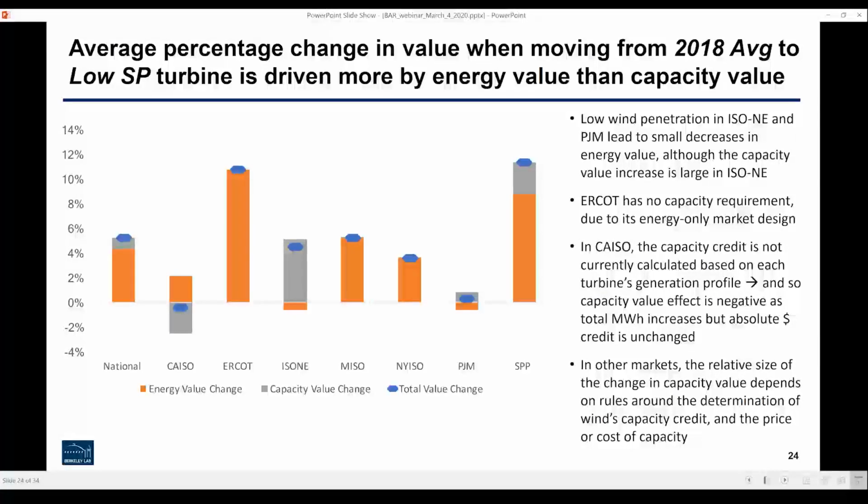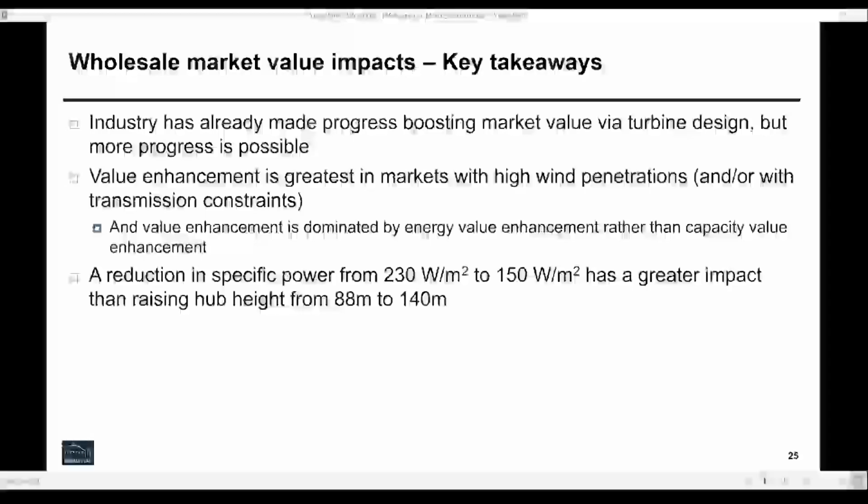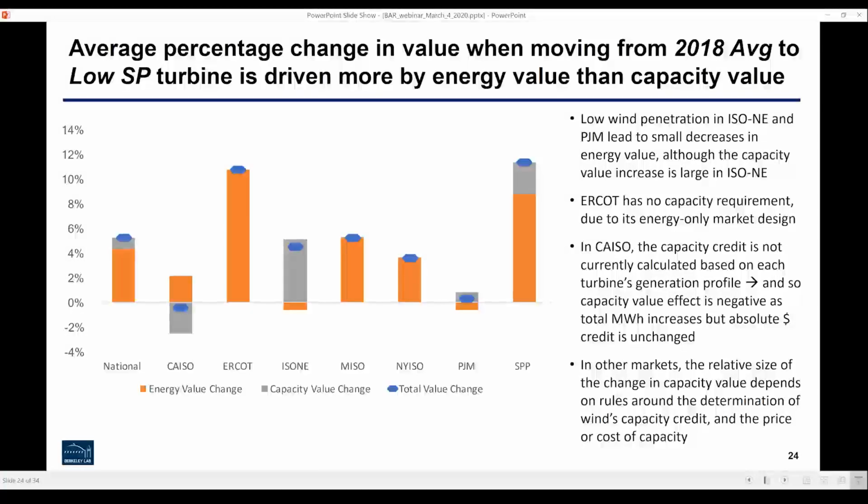But in certain regions, we actually see capacity value be quite important, such as ISO New England, and it's smaller than energy, but still important in SPP. ERCOT, of course, doesn't have a capacity market, so we see no value increase from capacity there. CAISO's in a sort of unique case, but we don't need to get into the CAISO detail unless there's a question on that specifically. But the main takeaway is that in most regions, the energy value is dominant here.